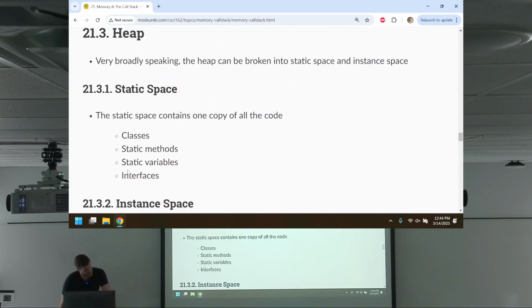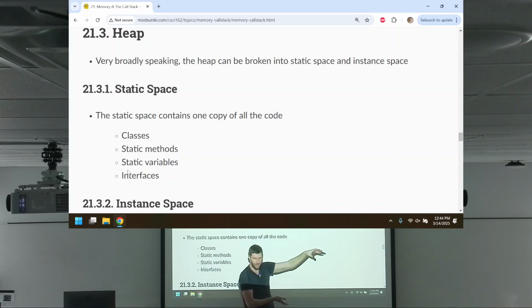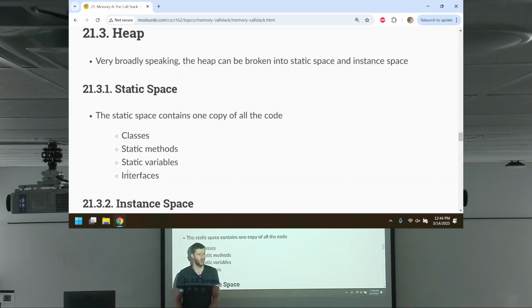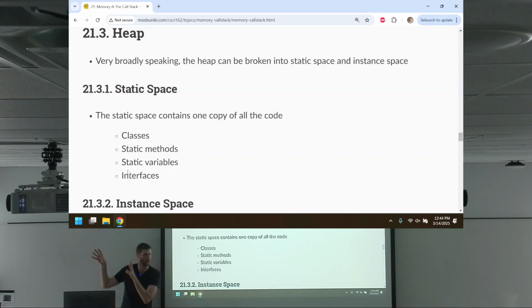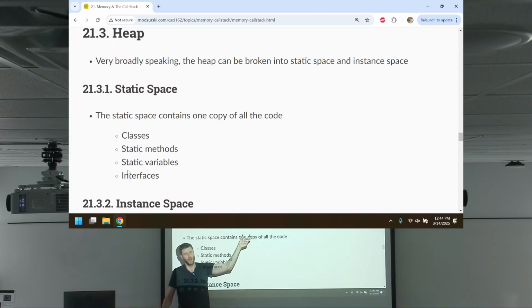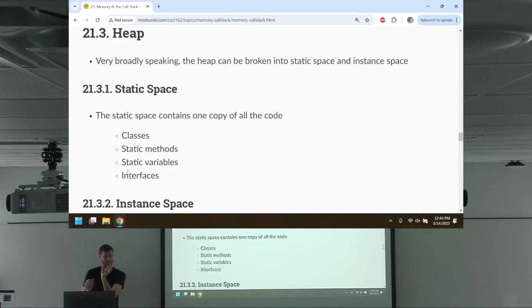Now the heap. Very broadly speaking, the heap can be broken into two spots: the static space and the instance space. The static space is where the instructions, the code, your classes, your interfaces, all the code is. The instance space is where the information is stored. When you create an object, it's put into that chunk of RAM. Reference variables might exist in the stack, but they reference an object in RAM. Also, objects might contain reference variables that reference other objects in the heap as well.